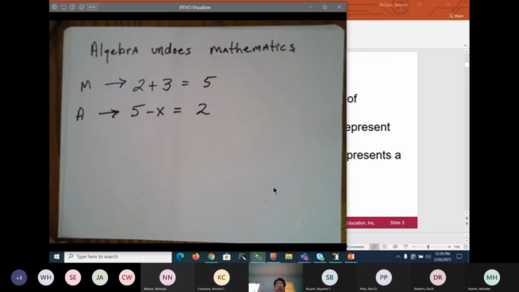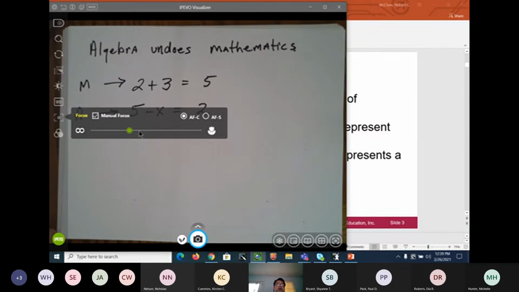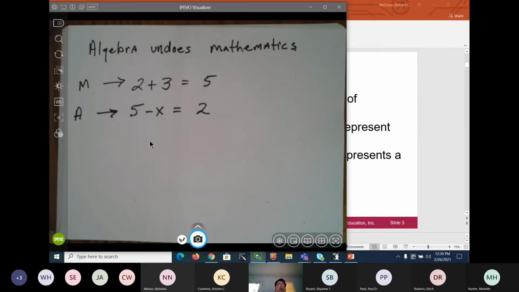Algebra undoes mathematics. This is blurry. I have it set on auto, and auto sucks. I don't know how to fix it. There, that's a whole lot clearer. Is that better? Yeah, Hubert, that's better. Thank you, class. Thank you for the input.